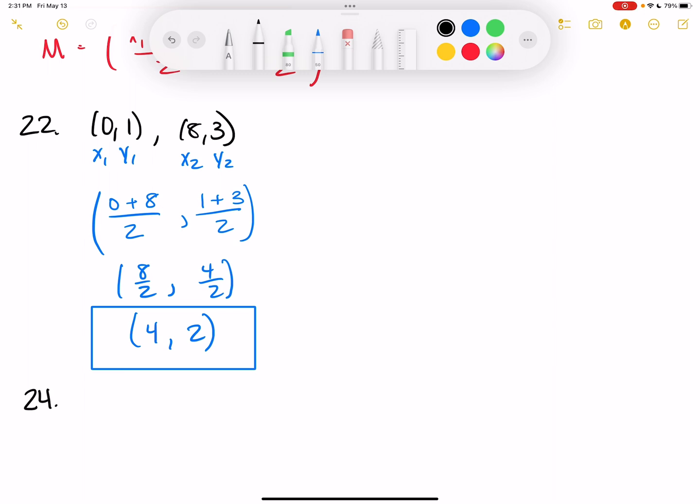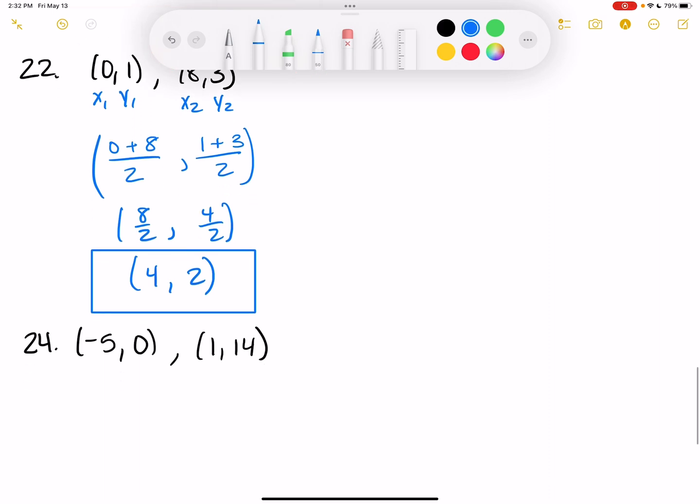All right, 24. The points (-5, 0) and (1, 14). -5 plus 1 over 2. Yep. -5 plus 1. Oops. And then 0 over 2. And then comma 0 plus 14 over 2. So we got -4 over 2, so that's -2, and 7.